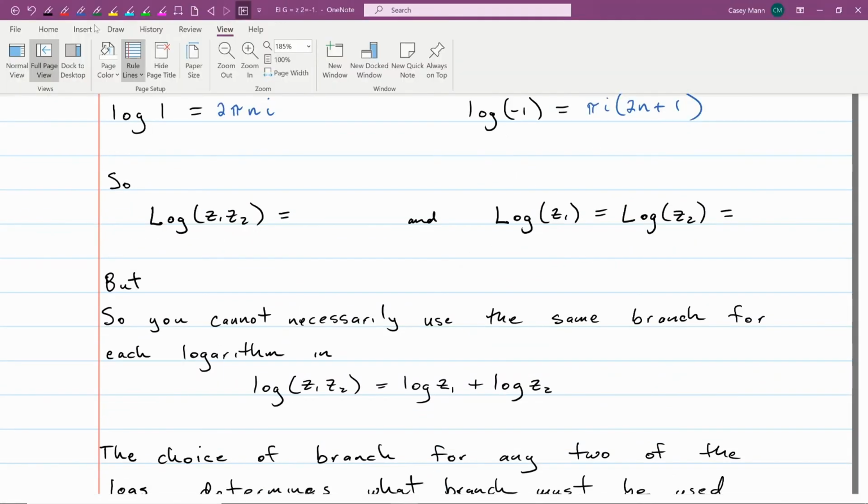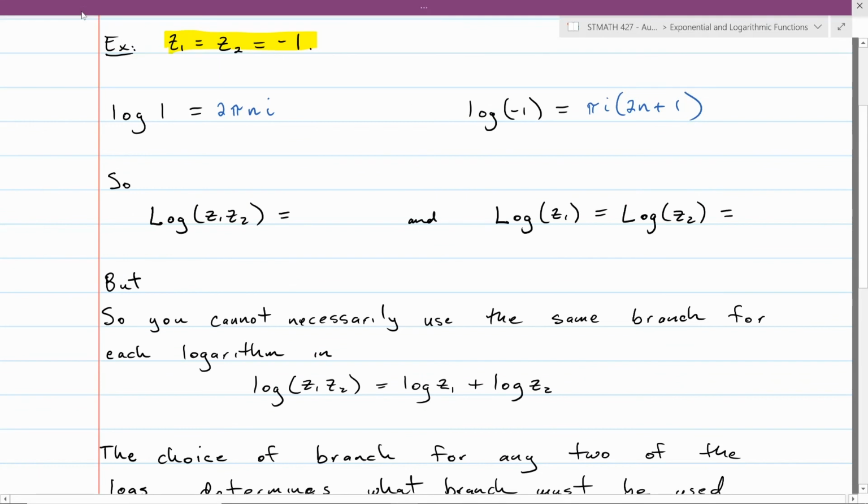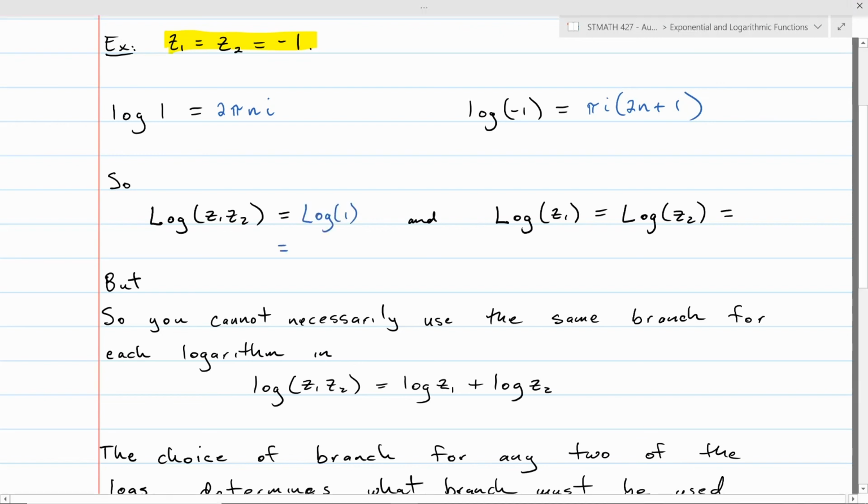And I can see pretty quickly that z1 times z2, that's negative 1 times negative 1. So we're looking at log of just 1 here. And log of 1, we know that the modulus is 1 and the principal argument is 0. So you get natural log of 1 plus 0 times i. So this just works out to be 0. Or you could get that just by putting in n equals 0 right here too, right?